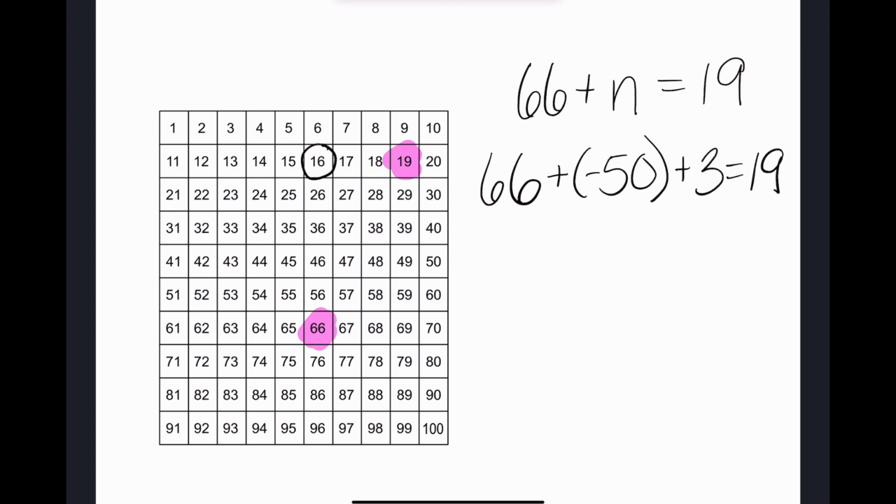So what was my total change in this one? Negative 50 plus positive 3 gives me negative 47. So 66 plus negative 47 is 19. So this is a super interesting game that you can play if you want a puzzle game where you pick any two numbers on this chart and you have to make an addition sentence only to figure out the difference, the distance between those two.